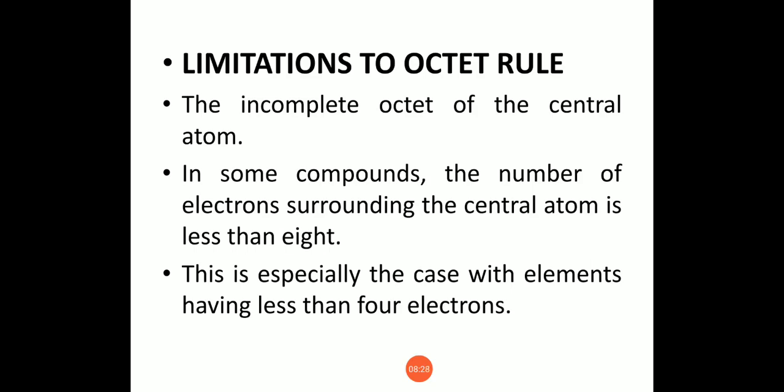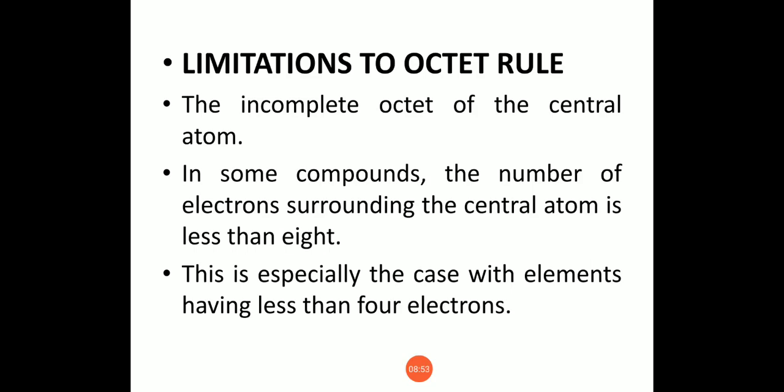This is due to the number of valence electrons in some elements being less than 4. That is why some elements show incomplete octet. Okay, so today we have discussed chemical bond.